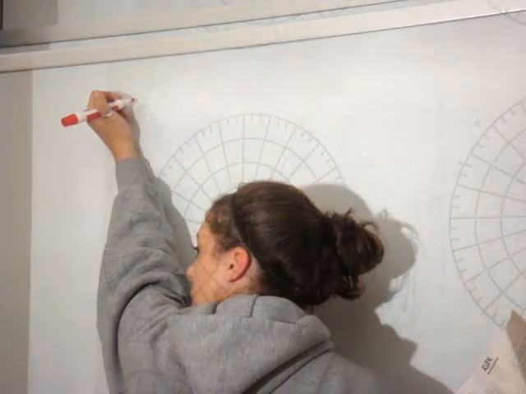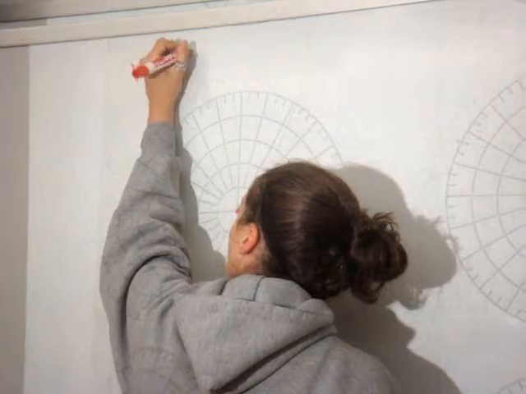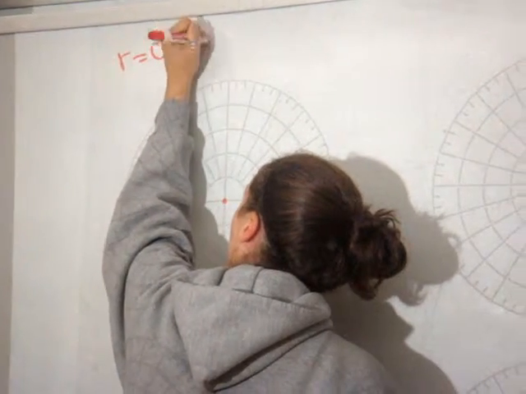Oh, no, just do theta first. No, 3. R equals just cosine 1, 3. The reason is they do the first one in red, the second one in green, so they can see it.